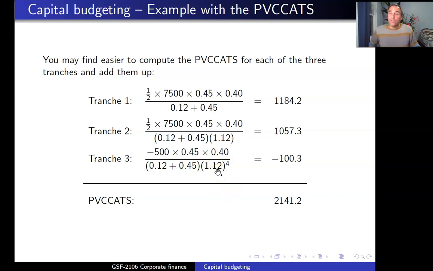And it has to be discounted over the number of years consistent with the time at which the assets are sold. So if the assets are sold at time 4, this perpetuity is discounted over 4 years. If the assets are sold at time 5, the value of this perpetuity is discounted over 5 years. And the third tranche of the CCA tax shield is a negative number.